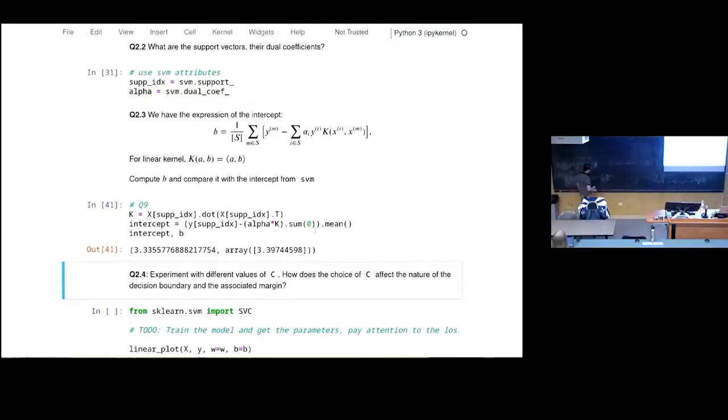But what SVS does, it does not do that. It does the minimum over x, y belongs to S of y minus wx. So we are taking the average, but in SVS we take the minimum. So let's take the minimum and see what we get.